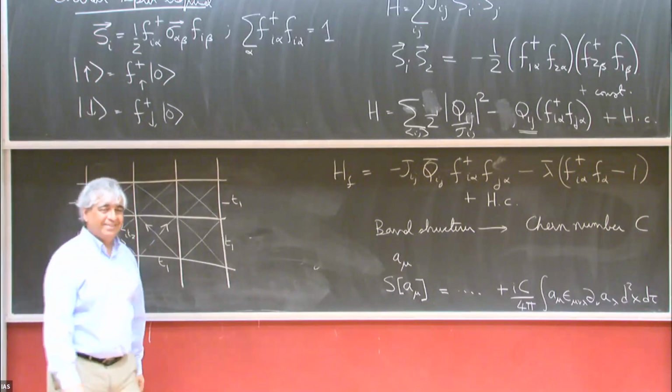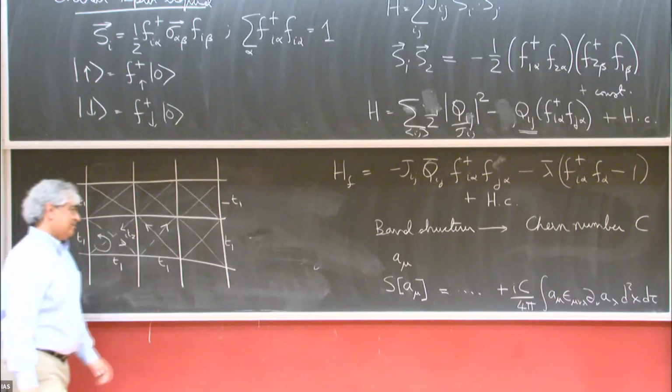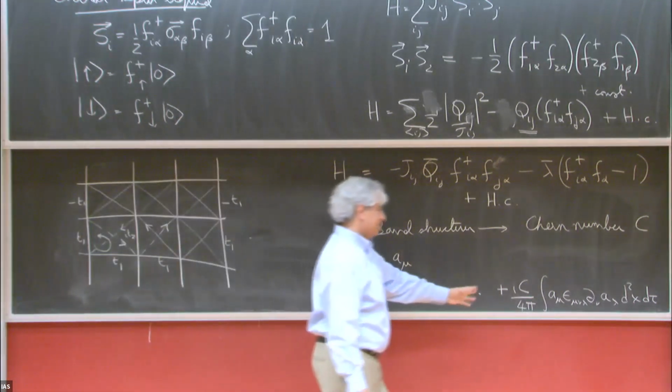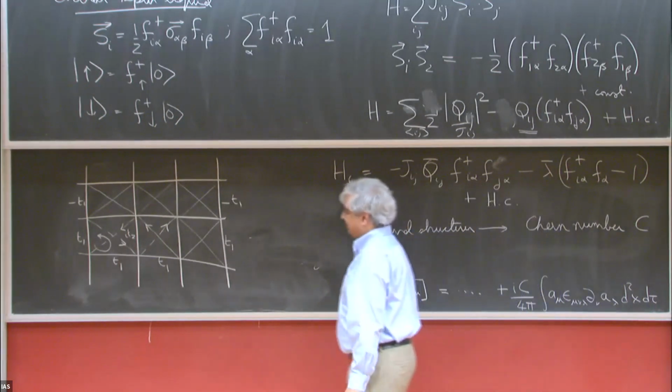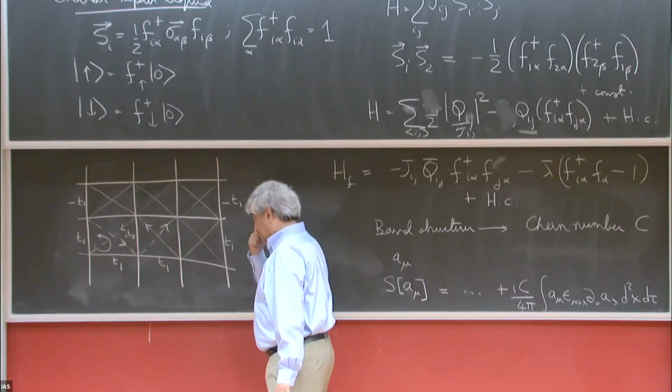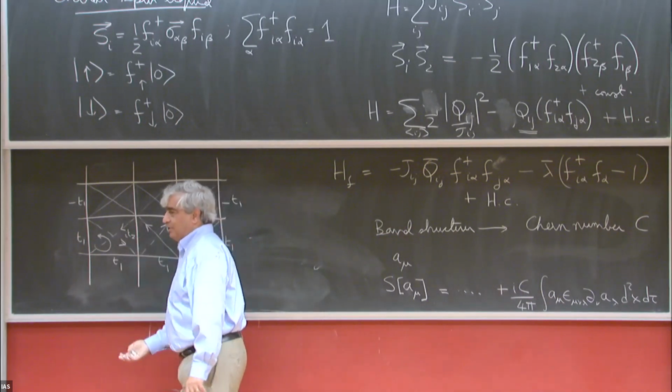So that's the quickest way to get it. So there's 2 ways of getting the Chern number. The correct way is to do the full calculation on the lattice with no approximation. The other is to take the low energy limit when T2 is very small.